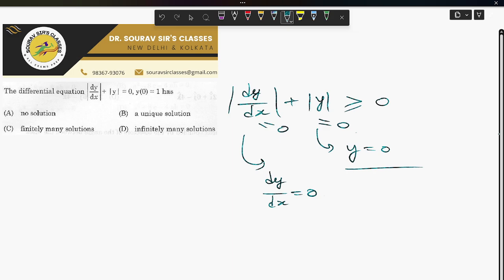And again we can say that the given equation is |dy/dx| + |y| = 0. Since |y| is always greater than or equal to 0, the only way for the sum to be 0 is if both terms are 0, meaning y = 0 and dy/dx = 0. However, the initial condition y(0) = 1 contradicts this. So we can easily say that no solution exists is the only correct option for this question.